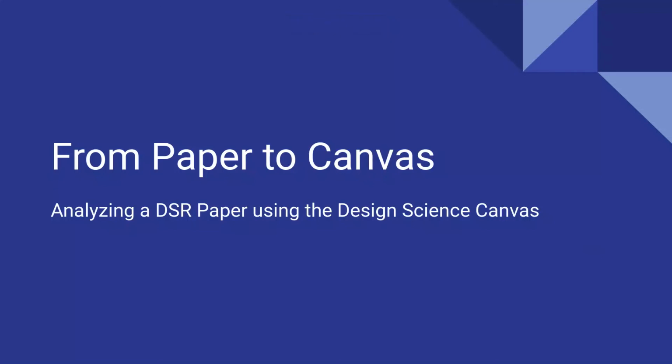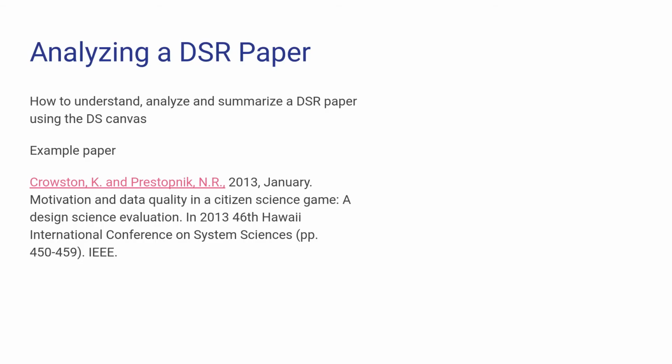In this presentation, I will discuss how we can take a design science research paper and analyze it, describe it, summarize it using the design science canvas. We will use an example paper here, and it's a paper about motivation and data quality in a citizen science game, and it's about the design science evaluation. So that's our starting point, this research paper.